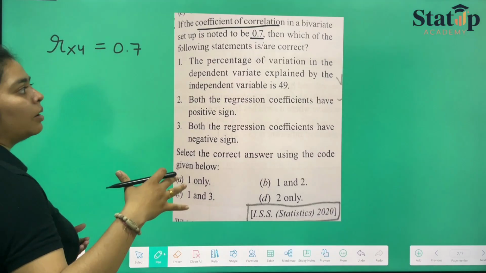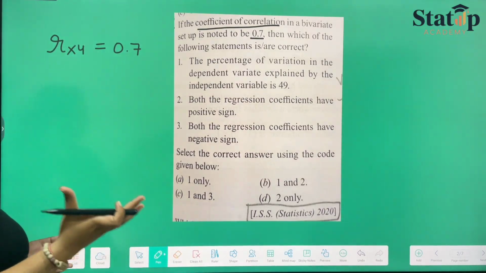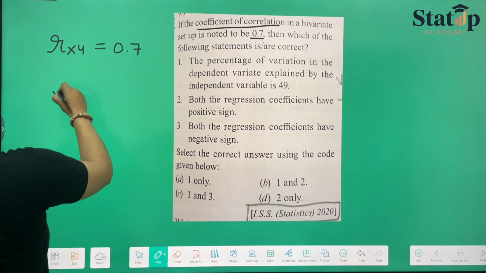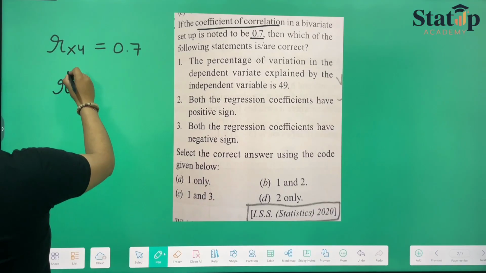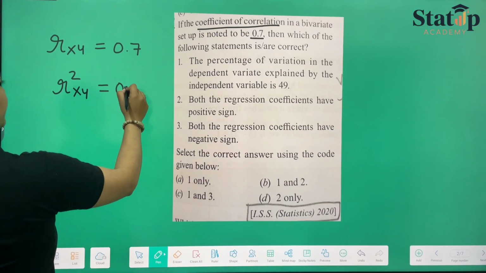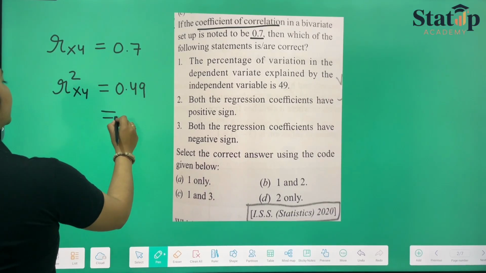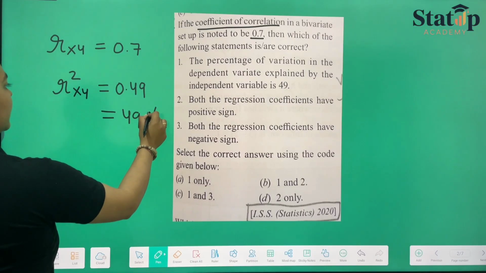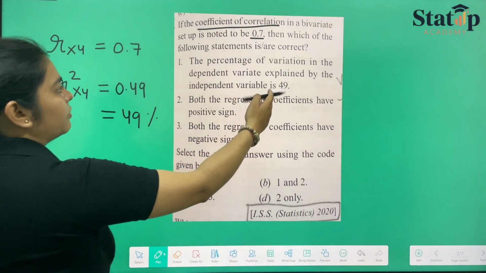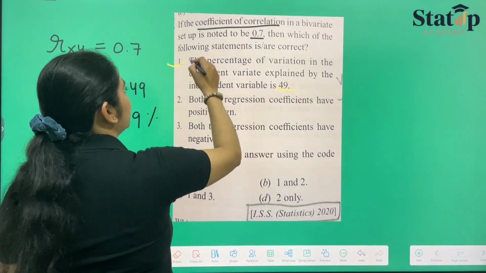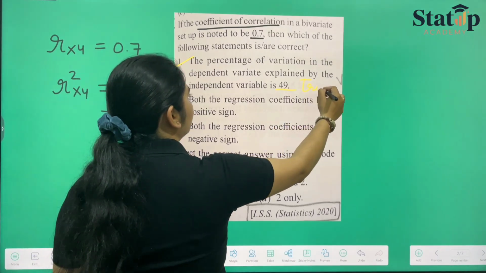So rxy has been given to us as 0.7. The explanation of the variable is always rxy square, which is 0.49, which can also be written as 49%. So hence we can say the percentage of variation is 49. This is the true statement.